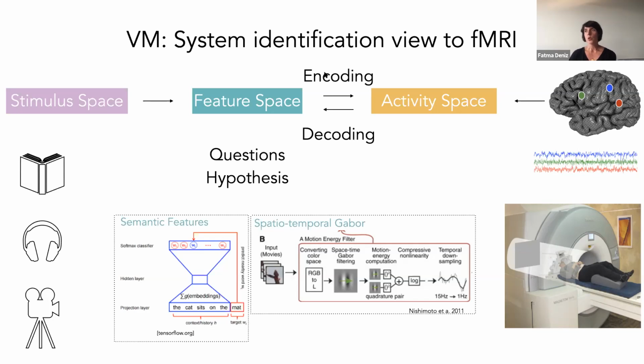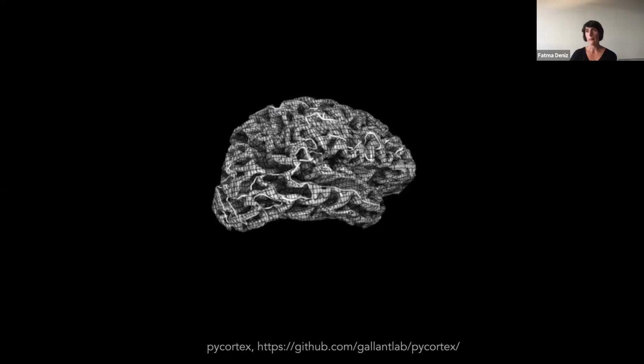But the main focus today will be on encoding modeling, and I will mention the decoding part just briefly at the end of the talk. Before we start, here is an example short movie that Jack already showed a little bit of. This is only to orient you on the brain surface. The movie was created using PyCortex, the main software that we use to visualize our brain imaging data, which was developed at the Gallant lab.